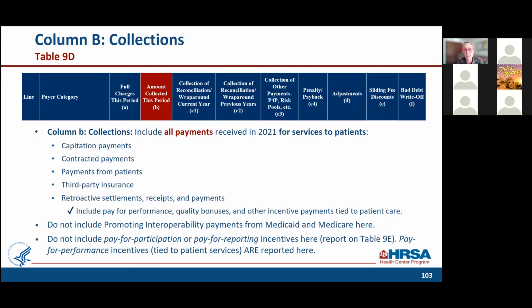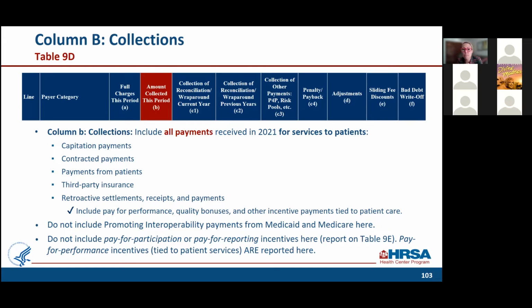So for example, if the health center is involved in programs where you receive payment just for participating, meaning payments received for participation regardless of outcomes or patient volume or any patient services, or pay for reporting, meaning as long as you report a set of information, then you receive the dollars regardless of outcomes, then that's reported on Table 9E.